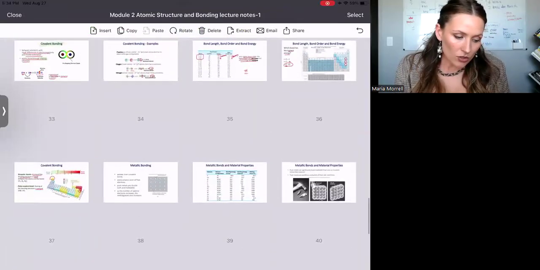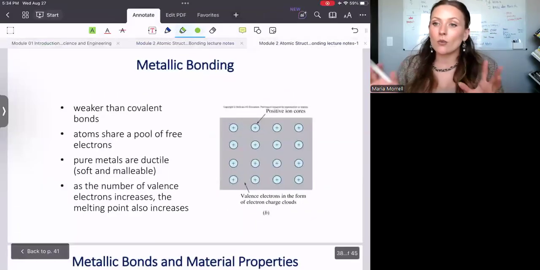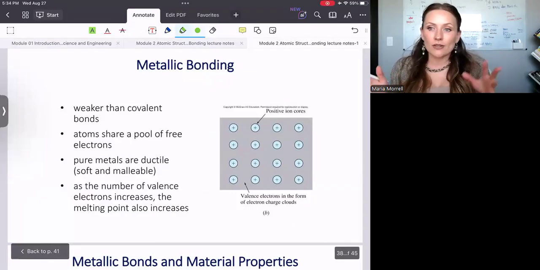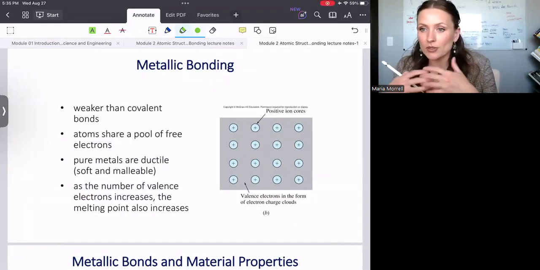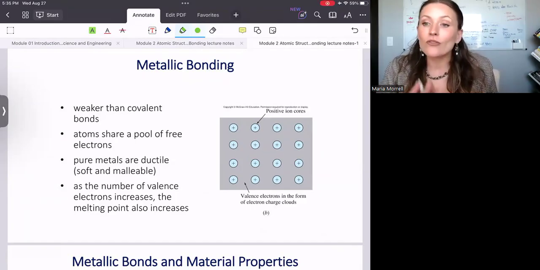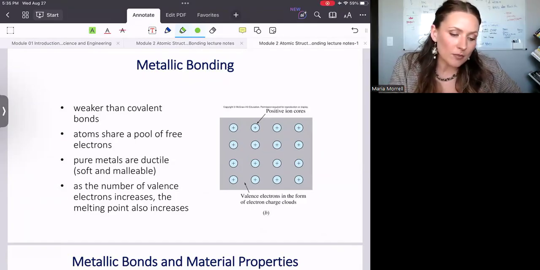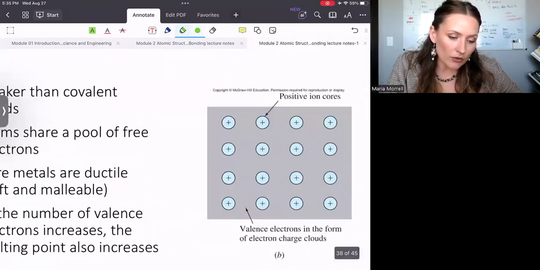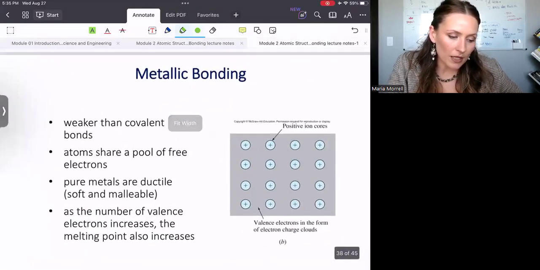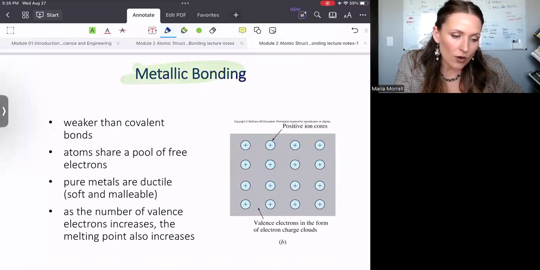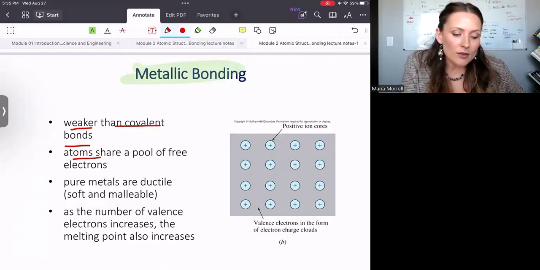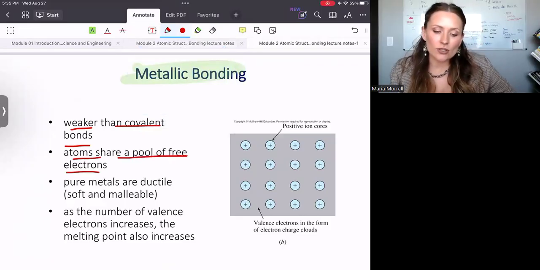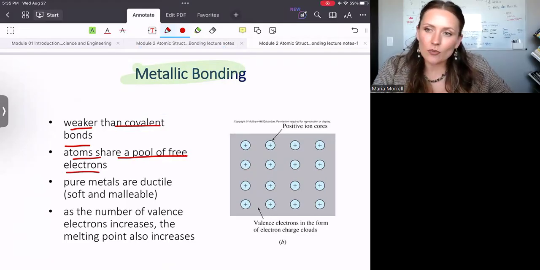Now going back to metallic bonding, right? We're done with covalent bonds. Keep in mind that covalent bonds are also very, very strong, right? And it happens through equal sharing or fairly equal sharing. Metallic bonding, right? What we need to know about metallic bonding is the following. Okay, so metallic bonding is weaker than covalent bonds. Now atoms share a pool of free electrons.